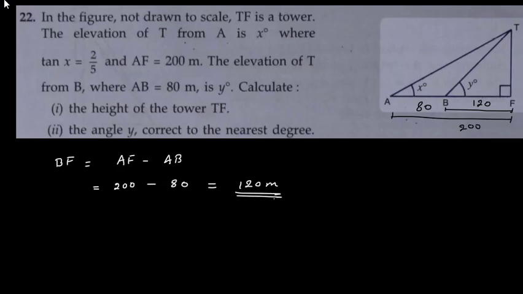Now tan of x degree is what? This is TF upon AF. We have this AF, so TF is equal to tan x times AF. This AF is 200, so here we will write 200 times tan x.